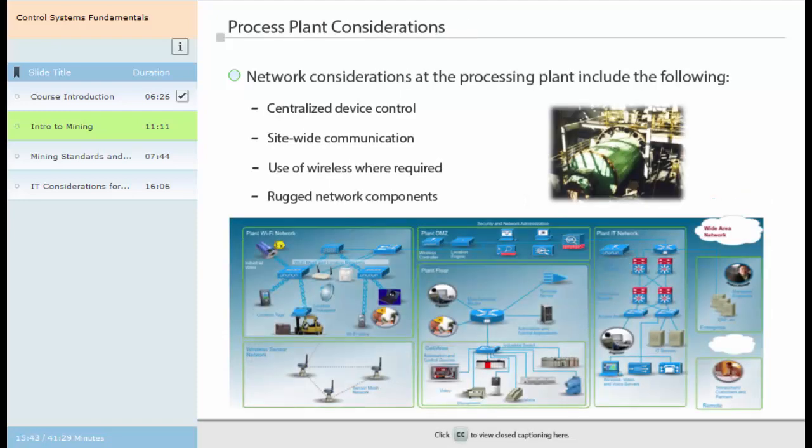At the processing site, materials are subjected to a series of milling and refining processes such as crushing, grinding, screening, and leaching. Processing site networks use many of the solutions typically found in manufacturing. Network considerations at the processing plant include the following. Devices need to be controlled from a central location. Operational data needs to be collected and utilized to optimize processing. Communication needs to be available throughout the plant site.